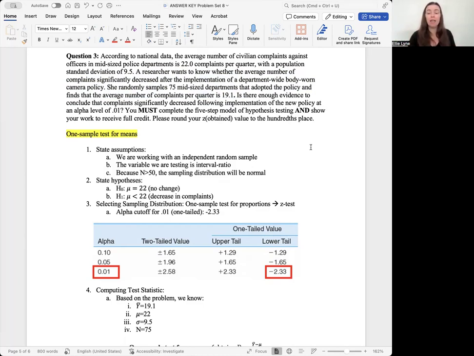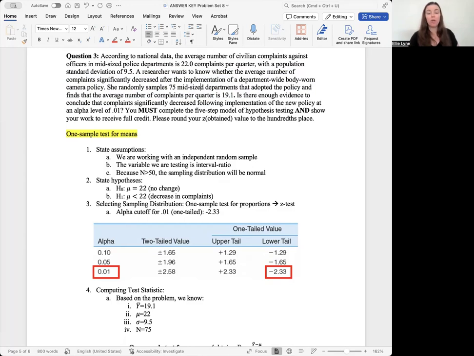So with that in mind, let's start off with step number one, which is to state your assumptions. And so again, this is our checklist. We need to make sure that each of these actually abide by our assumptions here in order to proceed with the rest of the test.